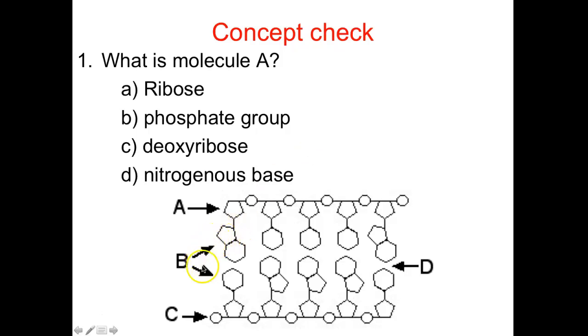So let's identify the other features here before we move on. So B, those would be nitrogen bases. C would be the phosphate group. And then D, which is kind of invisible here, there's nothing shown, but those would be hydrogen bonds, right? Hydrogen bonds in between our two bases.